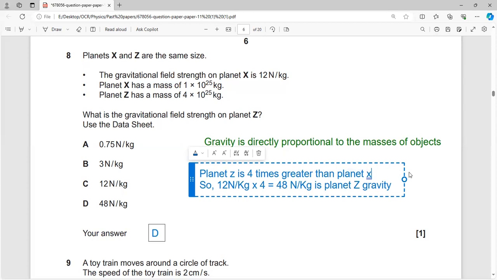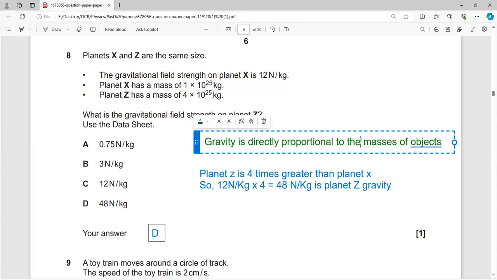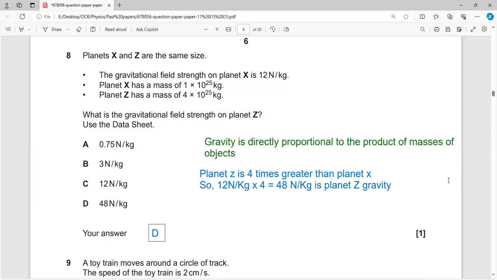So what can we do? We're going to multiply the planet X value of 12 Newton per kg by 4. This will give us 48 Newton per kg as the planet Z gravity. So our correct answer will be D, 48 Newton per kg. That will be the gravity on planet Z. Here we are using the formula that gravity is directly proportional to the masses, or the product of the masses of the objects. So if two objects have greater masses, the gravity will be greater.